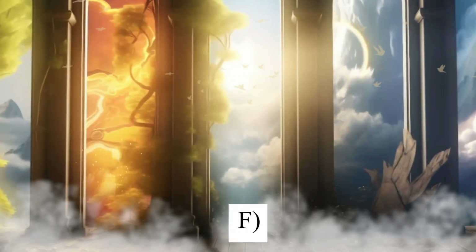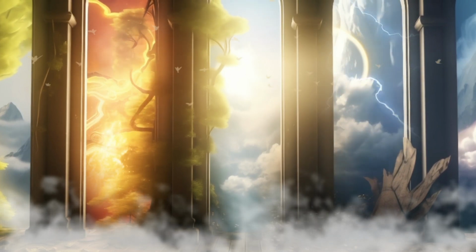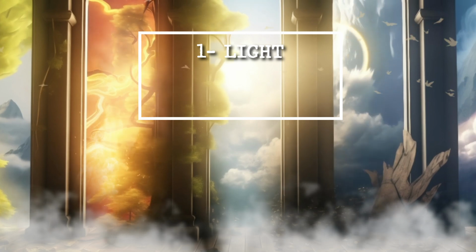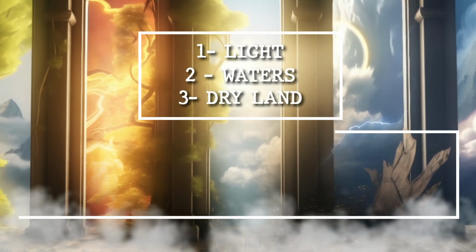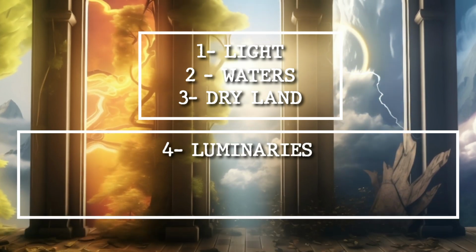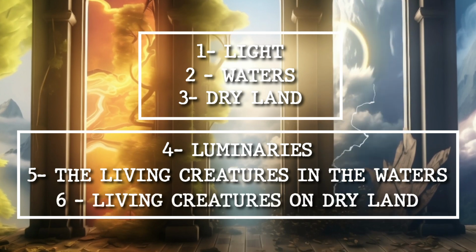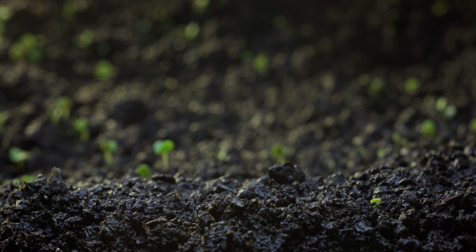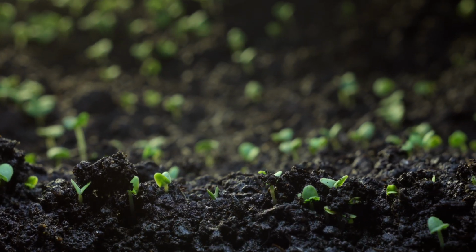F. Composition of the creation narrative. The 6 days of creation are divided into 2 triads. 1. Light. 2. Waters. 3. Dry land. 4. Luminaries. 5. The living creatures in the waters. 6. Living creatures on dry land. The emergence of plants on dry land, as it were, connects the 2 triads with each other.